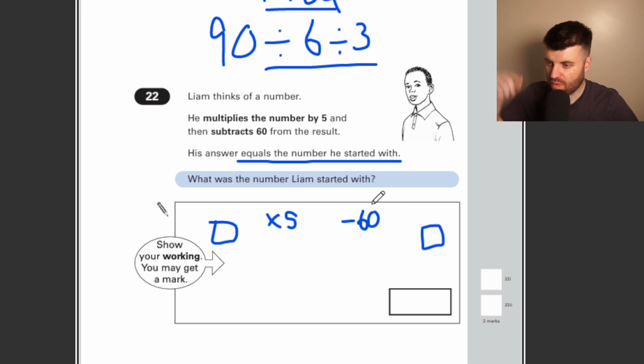My goodness me. So what we need to work out here is that when we multiply by 5, we must actually increase it by 60. So whatever we multiply by 5, we have to increase by 60. Now here's the important thing. You might think, okay, well, 60 divided by 5 is 12. So I must start with 12, right? Okay, well, 12 times 5 is 60. Take away 60 is 0. So that does not work.